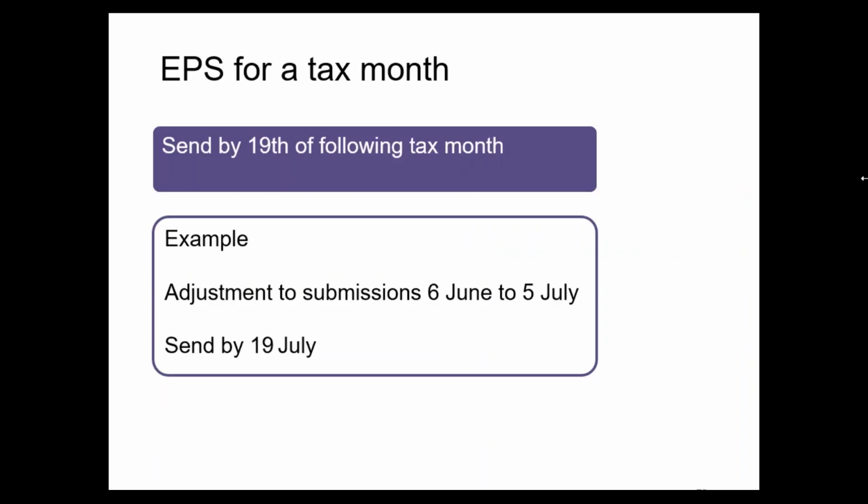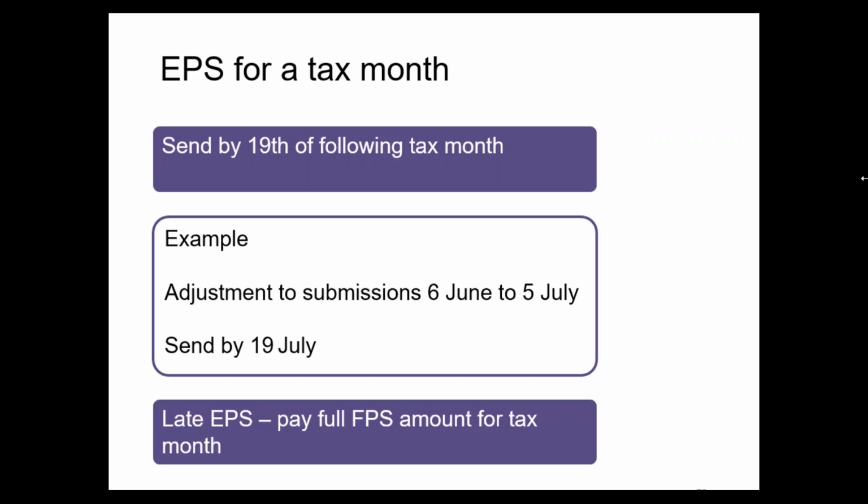In the situations where you need to send an EPS each tax month, you should send it by the 19th of the following tax month. For example, to reduce your payments in the June tax month, send an EPS by the 19th of July. If you send the EPS after the 19th, you will need to pay the full FPS amounts for that month. So in this example, if you send the EPS on the 20th of July, HMRC would apply the reduction to the July tax month and you should pay the full amount due in June.